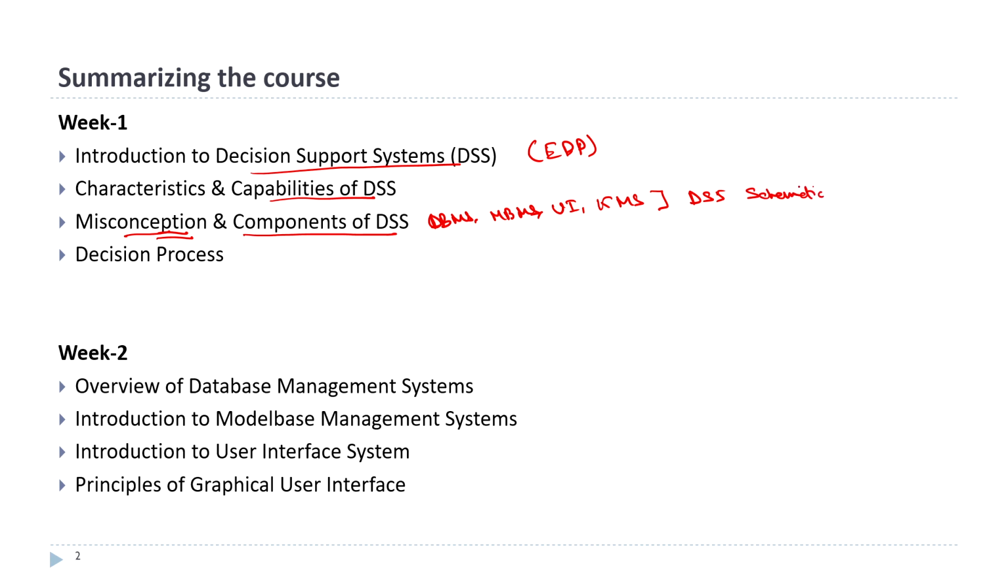In which the internal data storage, that is the internal or external data that is there, how does it communicate with the data management, and finally what is the decision support system schematic.